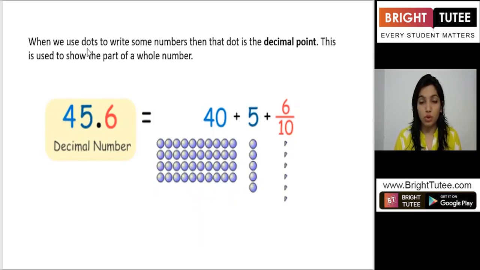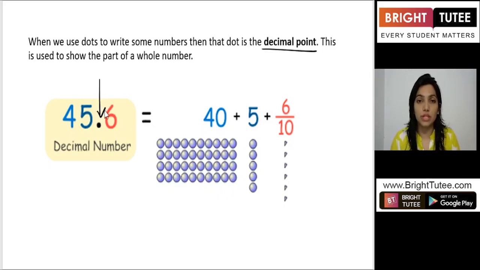When we use dots in order to write some numbers, then that dot is the decimal point. This particular decimal point, this dot that you see in the number here, is basically representing your decimal. This is used to show part of a whole. I hope you remember really well what we know about the whole numbers, or a whole part, and what is part of a whole, right?